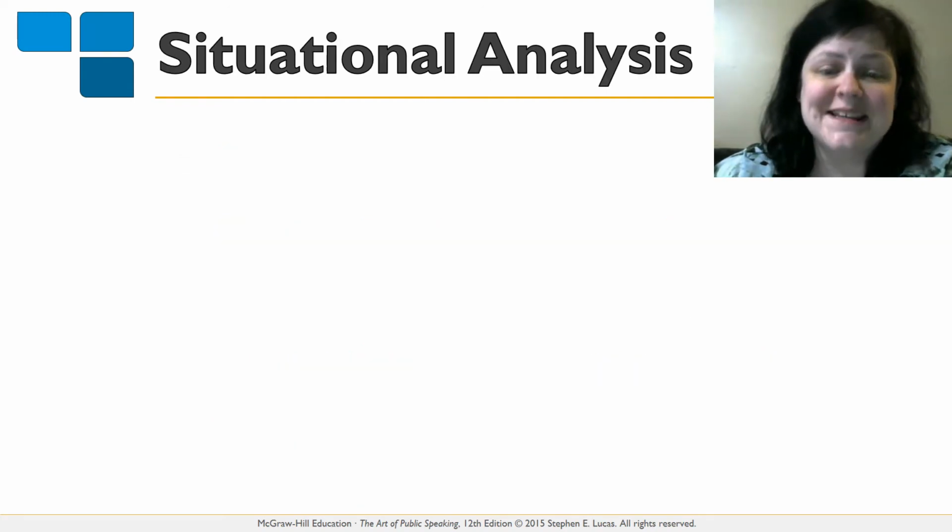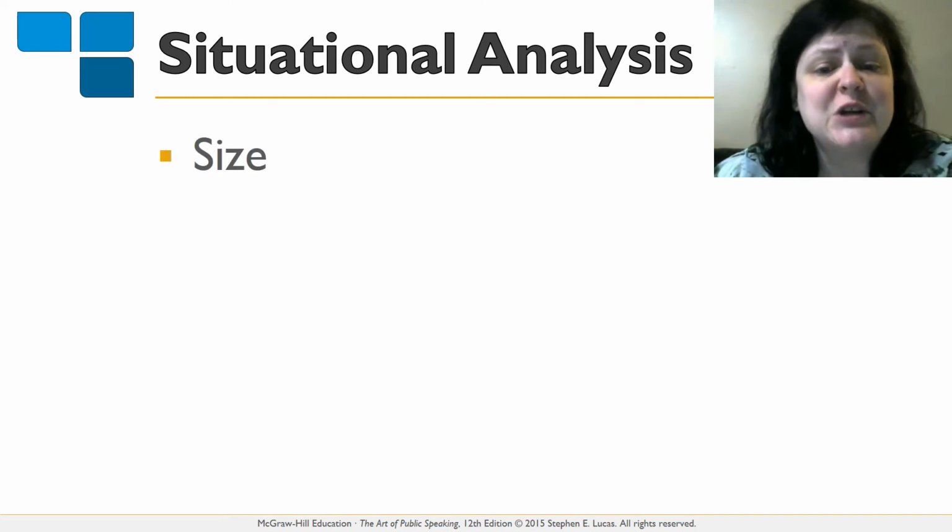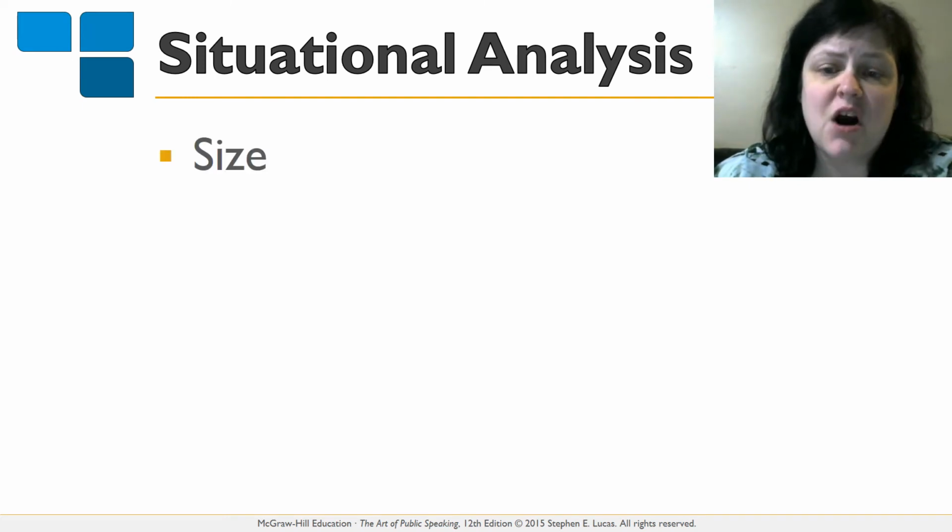Another stage of audience analysis is examining features of the audience unique to the speaking situation at hand, which is called situational analysis. The first factor to consider is the size of the audience. Delivering a speech to a crowd of thousands is different than delivering to your speech class.